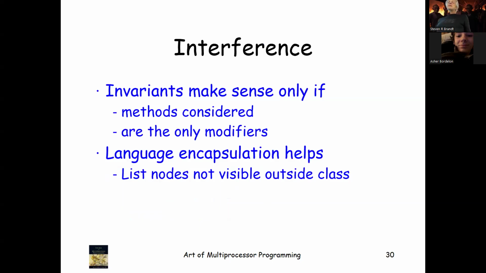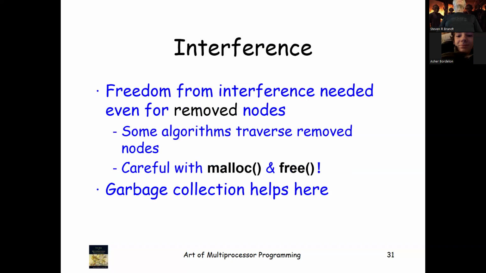The invariants only make sense if the methods considered are the only modifiers. We want to make sure we know exactly how the information is being modified. Otherwise, the invariant might not hold. Languages can help us with this by giving us protected and private and so on. We have to make sure that when two threads are doing operations at the same time, they don't interfere with each other. A concurrent add and a remove both have to succeed. One of them can't prevent the other from working.